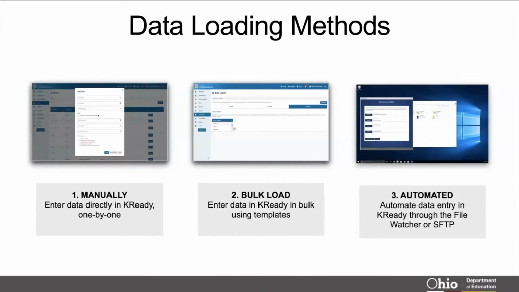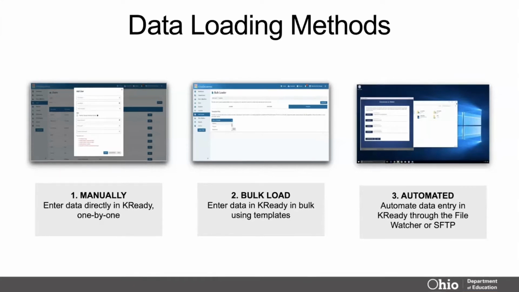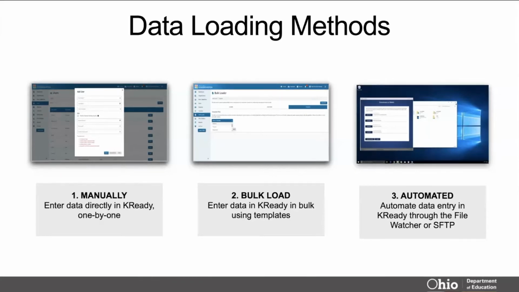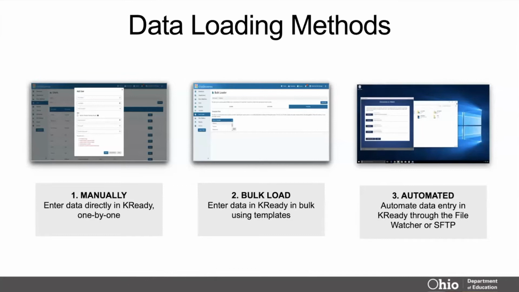So there are three primary ways that data is loaded into the system. The first is manually. Next is using the bulk loader system. And then thirdly, we can get information into the system through an automated process. We want you to understand that there are reasons for using each of these, and we want you to also understand that there are methods or tools that we use in each of these steps.